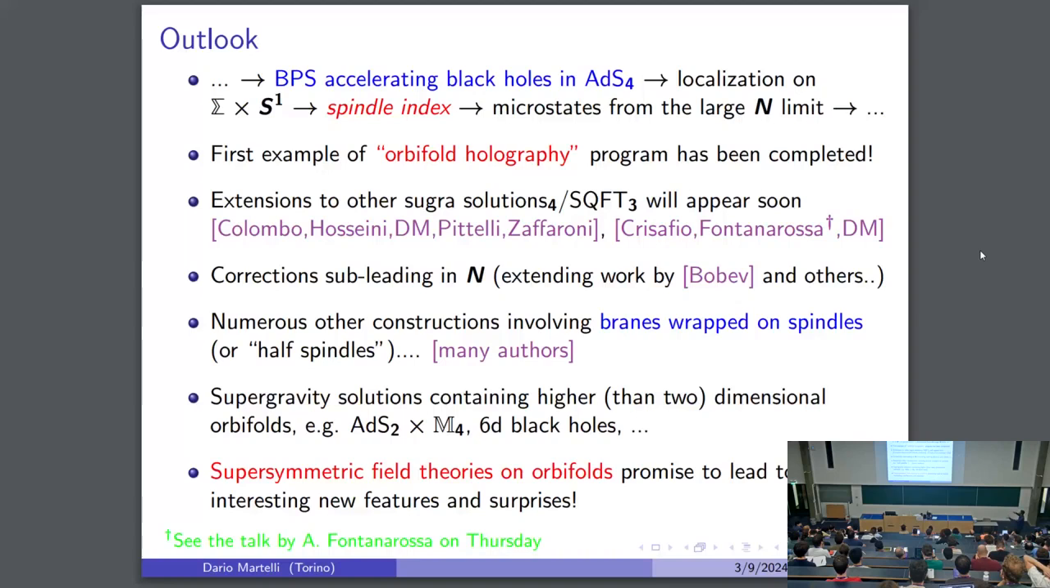Also look at many other branes, not only M2 branes, but other types of branes. And also, as I mentioned at some point, higher dimensional orbifolds. So higher than 2, the spindle has dimension 2, but you can take 4-dimensional orbifolds or possibly higher dimensional orbifolds as well. So the last thing I want to say is that supersymmetric field theories on orbifolds, I believe, promise to lead to several interesting new features and surprises, and looking at them through holography is, for me, the best way to try to approach this problem.